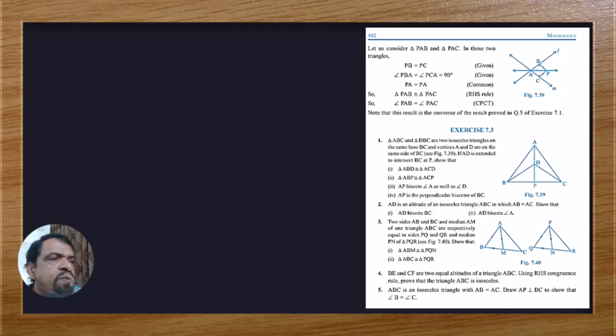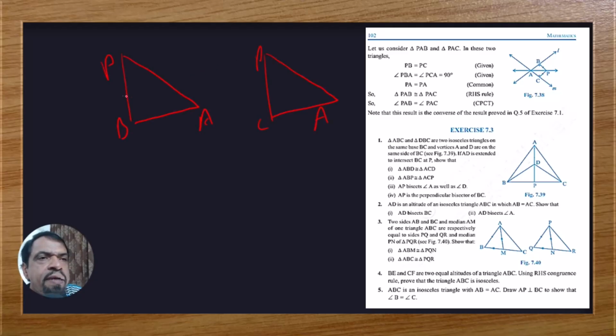So in these two triangles, you can see it's very easy. By RHS, prove it: 90, 90. This is common, and PBA equals PCA. This is 90. PB equals PC, it is also given. I have drawn the two separate triangles. PA equals PB equals PC is given in this diagram. You can see this PA is common, and this PB equals PC given, and this is 90 degree.